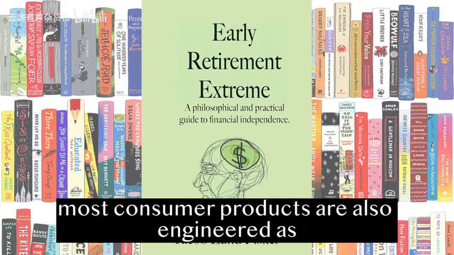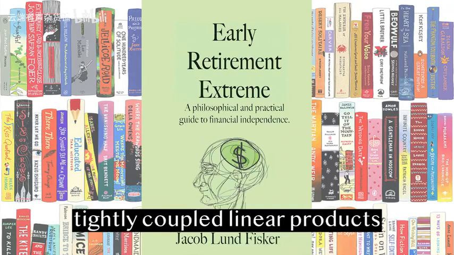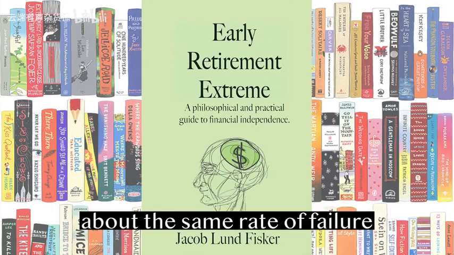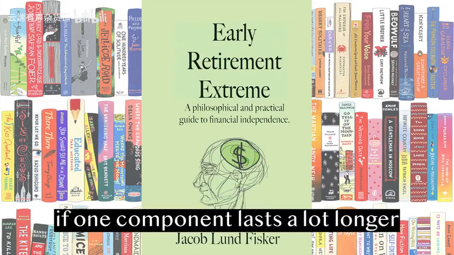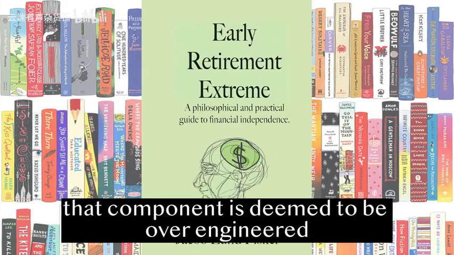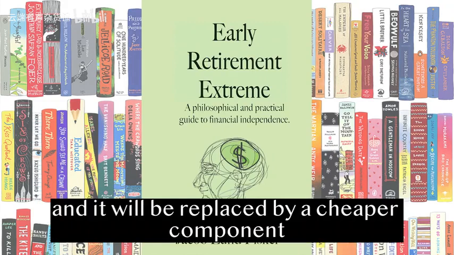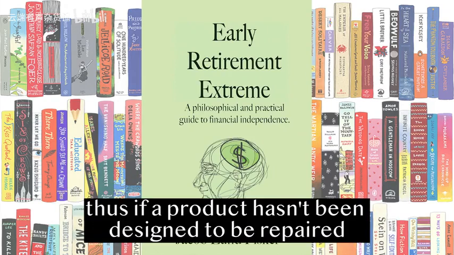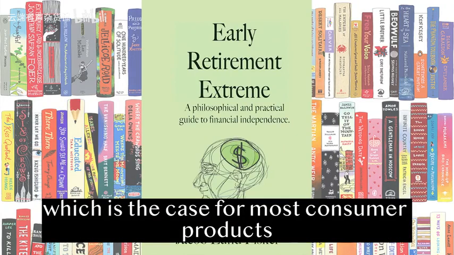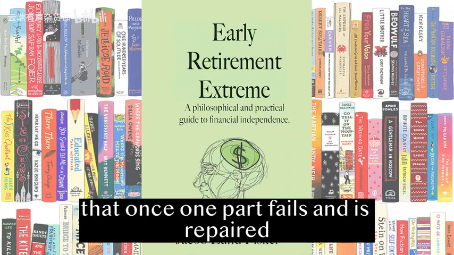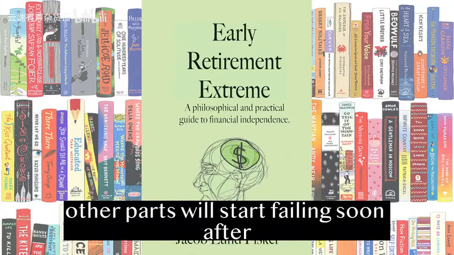Most consumer products are also engineered as tightly coupled linear products. For those products, it's optimal if all parts have about the same rate of failure. If one component lasts a lot longer and the product isn't designed to be repaired, that component is deemed to be over-engineered, and it will be replaced by a cheaper component which would create more profit. Thus, if a product hasn't been designed to be repaired, which is the case for most consumer products, one will experience the curious phenomenon that once one part fails and is repaired, other parts will start failing soon after.